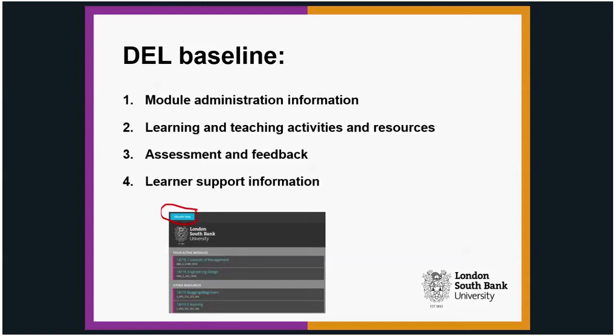This might be information about where students can get help and who they can get help from. It might be something specific to that particular module or subject area, so it might be links to some specific software. If you're teaching architecture or engineering, it might be links to some CAD software or something like that. So that's essentially an outline of what should go into a module.